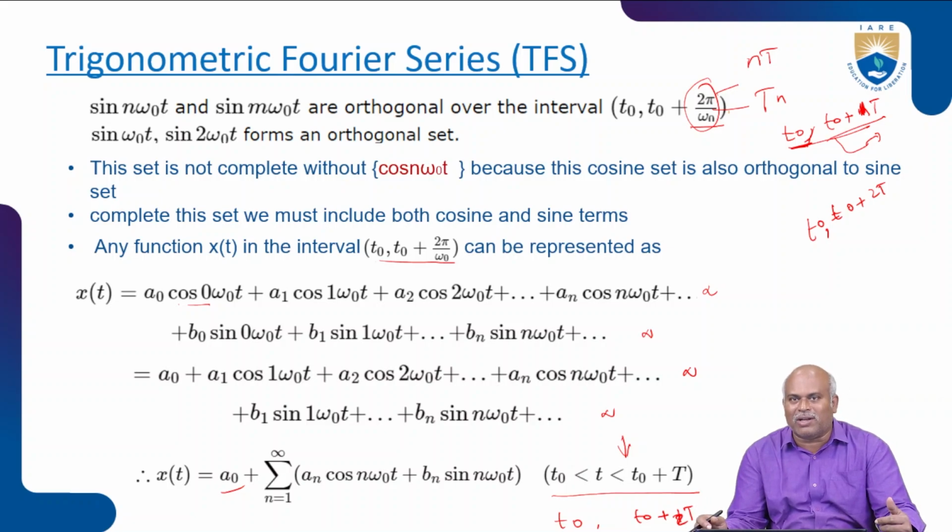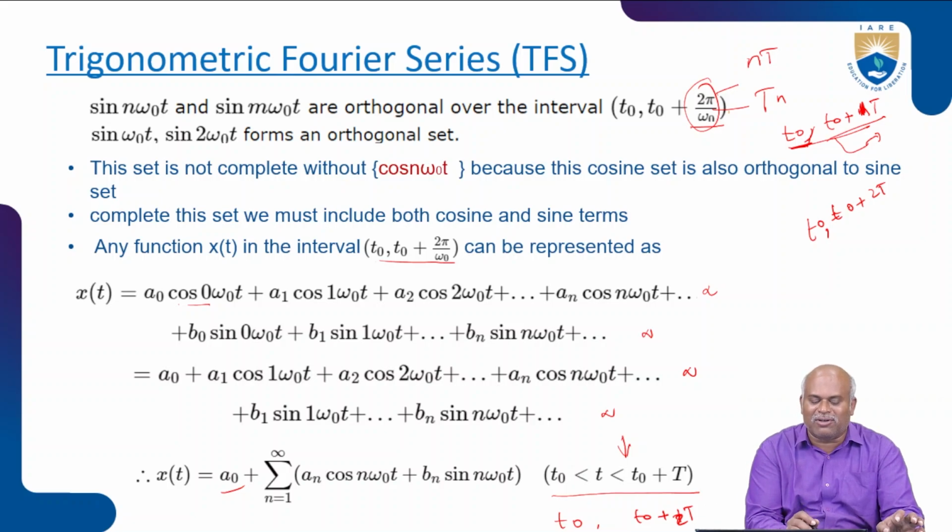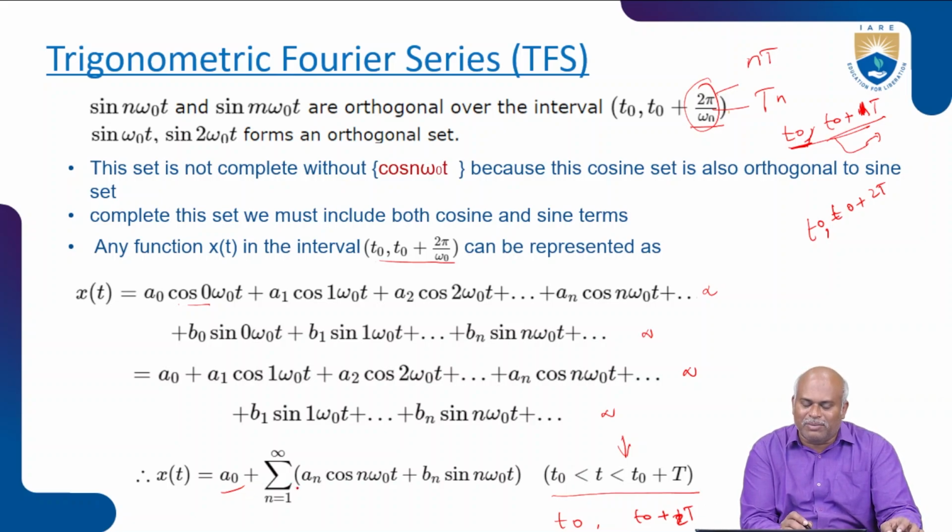If both are orthogonal, I should write the signal as x of t. That x of t is equal to a0 plus summation of n equal to 1 to infinity of a n cos n omega 0 t plus b n sin n omega 0 t. That limit is present for t0 to t0 plus T.